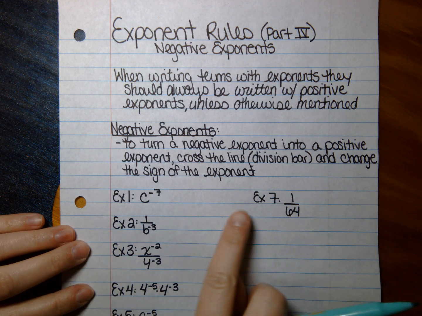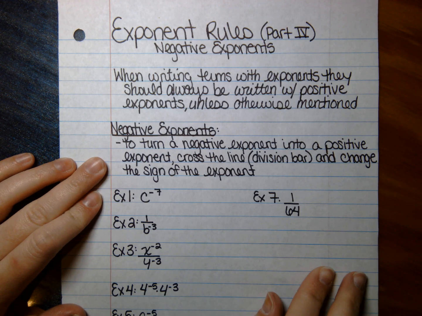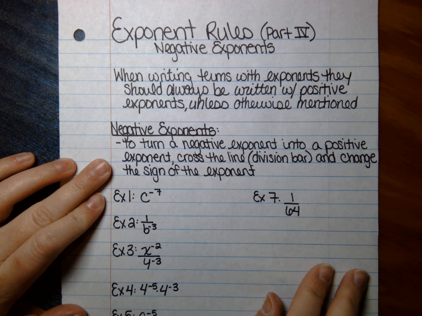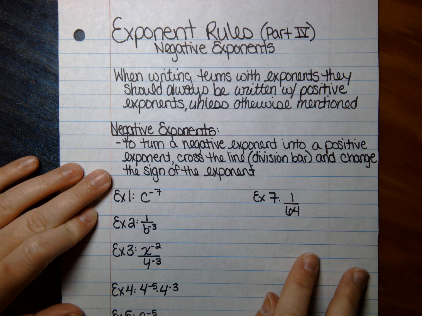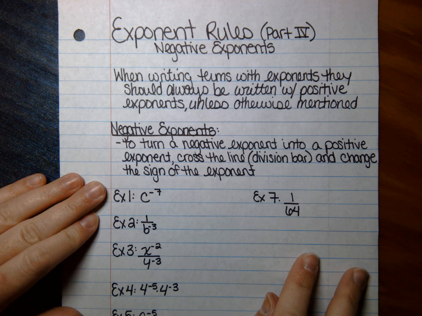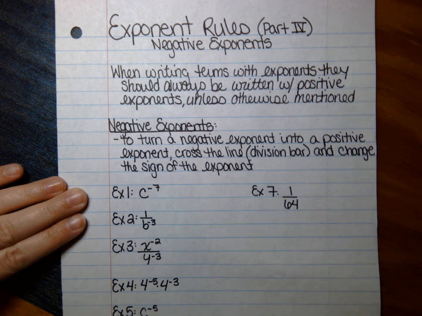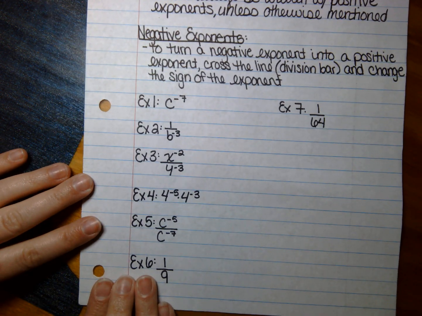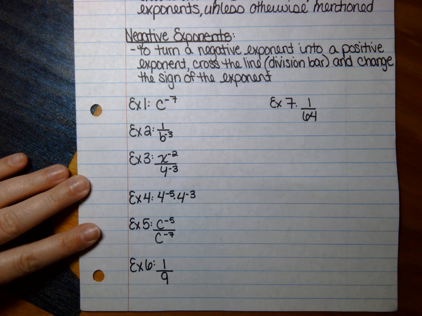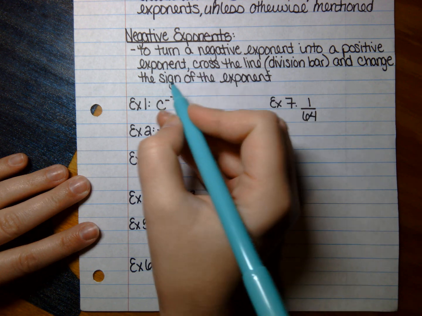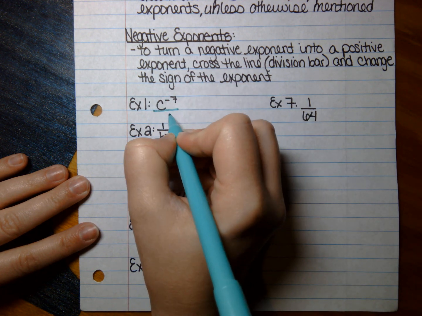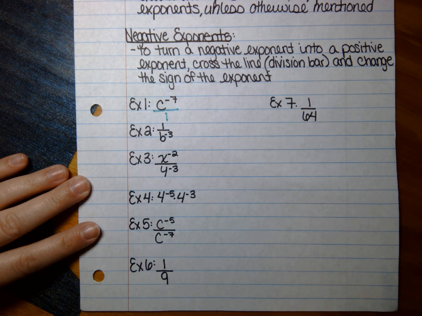Okay? So for negative exponents, to turn a negative exponent into a positive exponent, the phrasing is to cross the line, that's my division bar, and change the sign of the exponent. So if I look at example 1, these are fairly simple. I have c to the negative 7th. If it's not already a fraction, you can write it as a fraction.